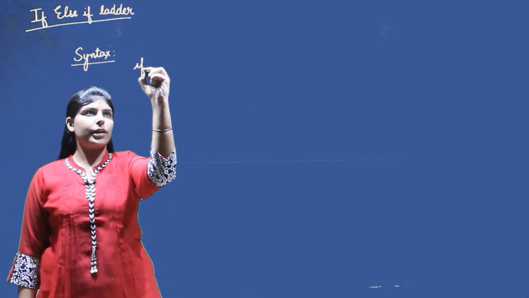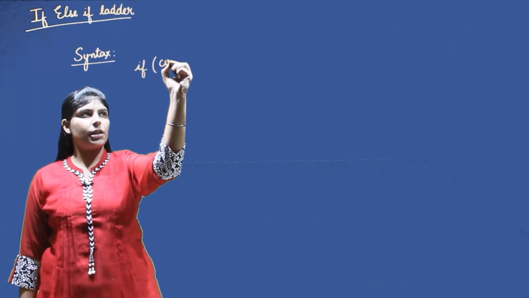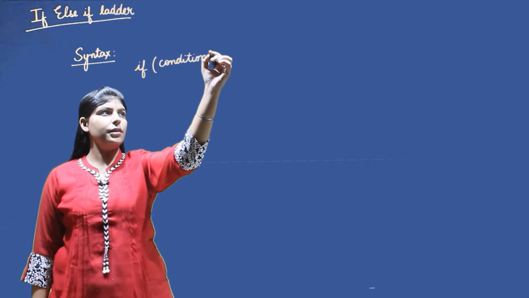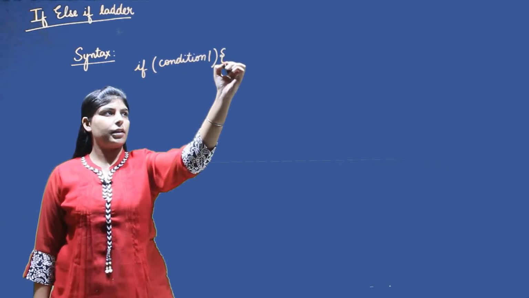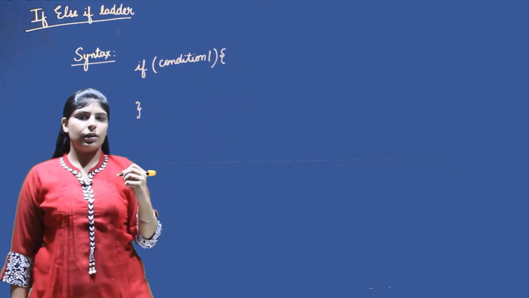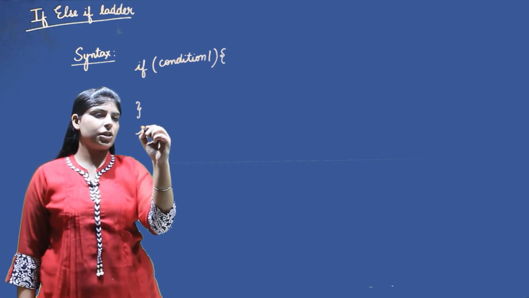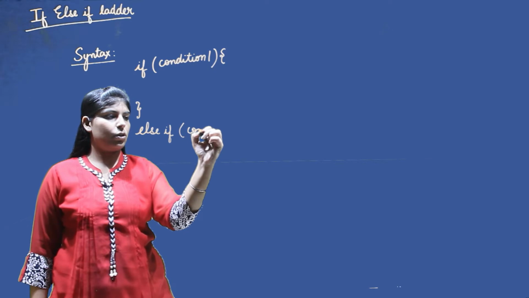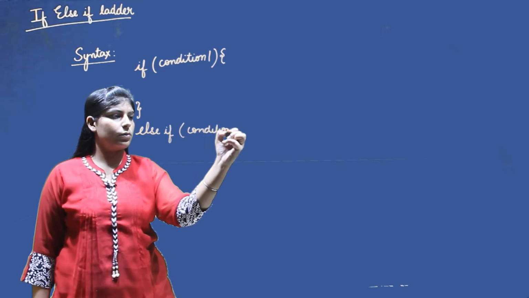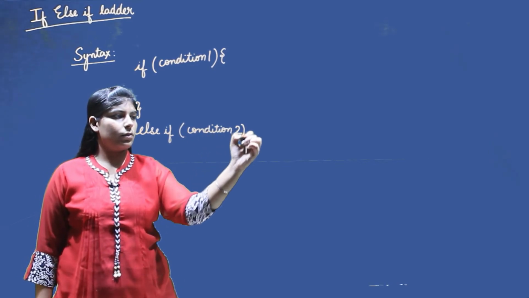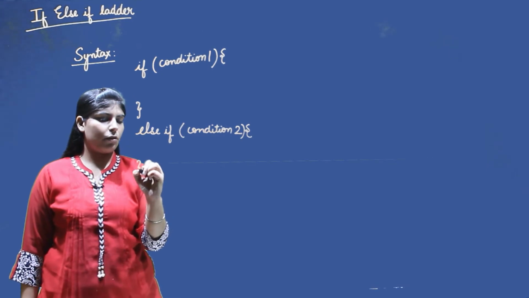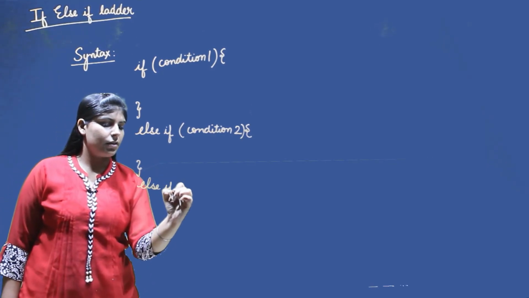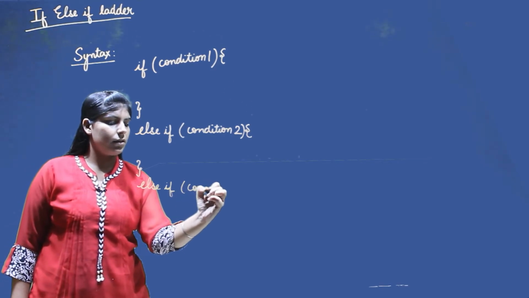First we have the keyword if, then we give the condition in parenthesis. Say condition 1. Then I have this if block. Next I can give another condition using else if, condition 2. And this is the block of else if. Again I can have else if, condition 3.